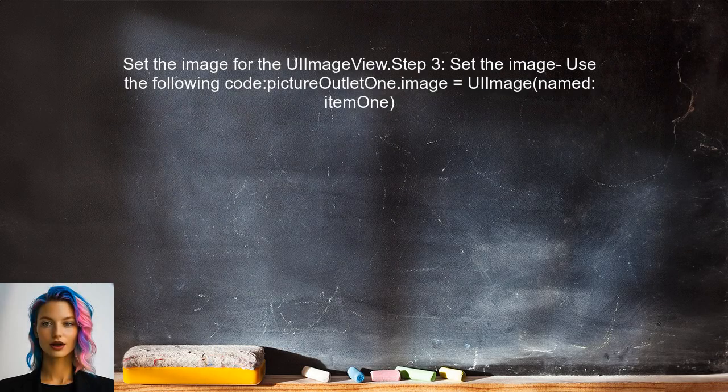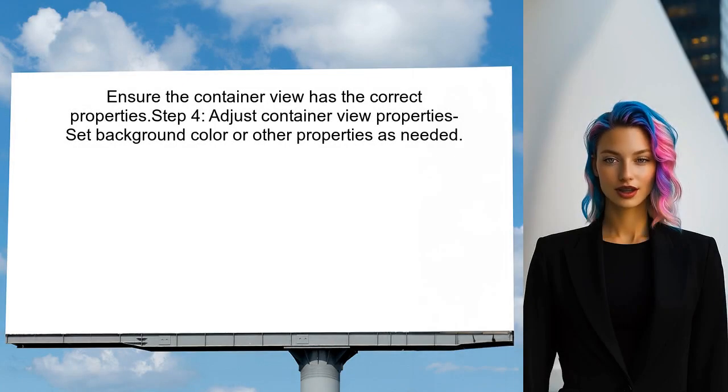Now the user can set the image for the UIImageView as they did before. The padding will be automatically applied based on the constraints set in the previous step. Finally, the user should ensure that the container view has the correct background color or properties if needed. This will help visually confirm the padding effect.